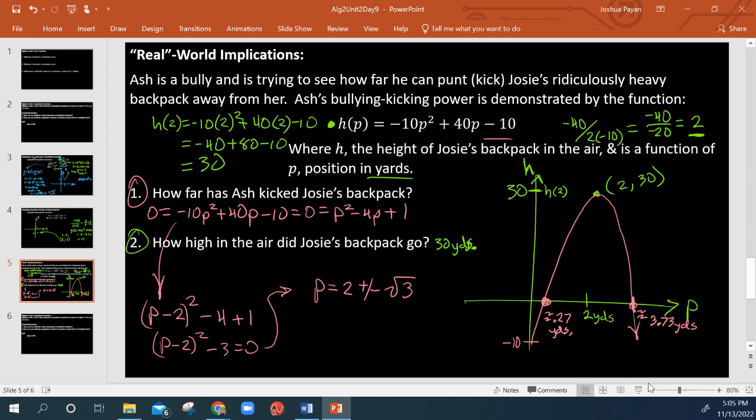Okay, so if we just subtract the difference, so that minus that, we end up with about 3.46 yards from here to here, right? So the distance covered by the backpack as we sail through the air, right? The distance covered would be about 3.46 yards. To answer number one, how far did Ash's punt send Josie's backpack?